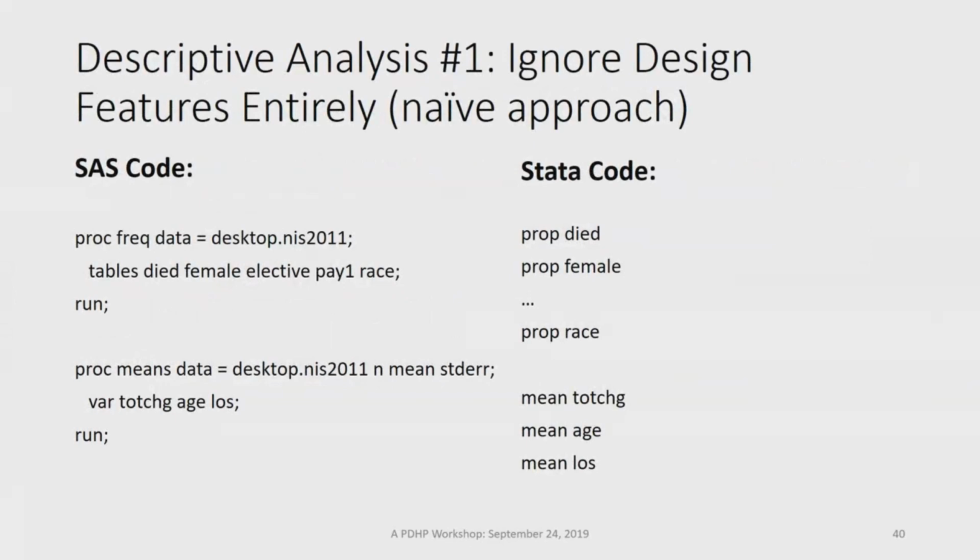If I want means, proc means. Ask for the sample size, the mean, the standard error. There's my variables. Done. In Stata, I would just use the prop command or the mean command to analyze each of the variables. Okay? Easy to do. We learned how to do this in our intro stat classes, but as you now can see, very dangerous for these data sets.